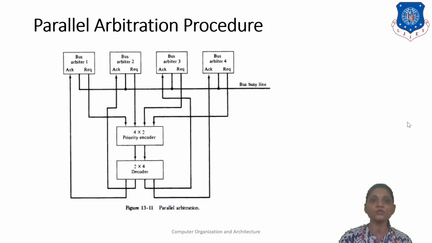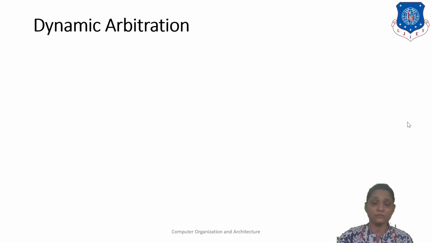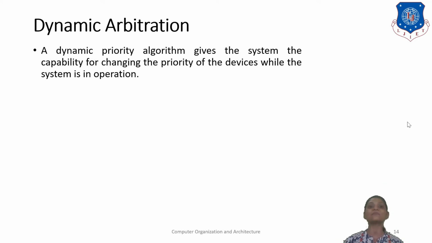The second method you can use is the parallel arbitration procedure. In that, we have an external priority encoder, and that will decide which processor will be assigned the bus first. The third method is the dynamic arbitration method. The dynamic priority algorithm gives the system the capability of changing the priority of the devices while the system is in operation. So you can dynamically change the priorities at runtime.